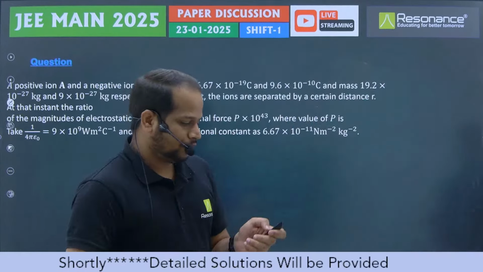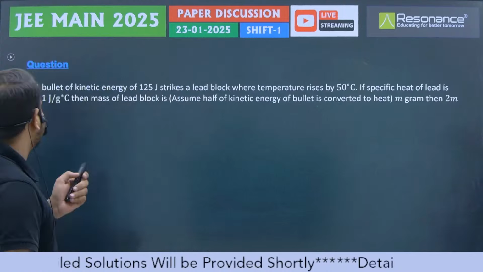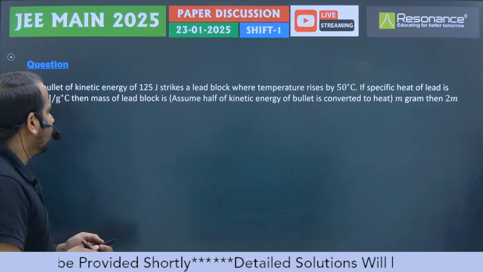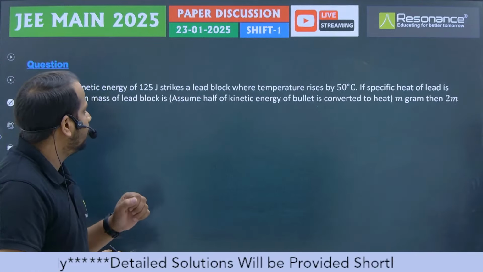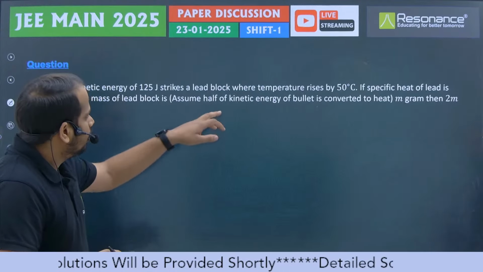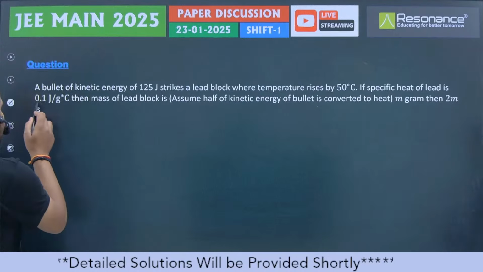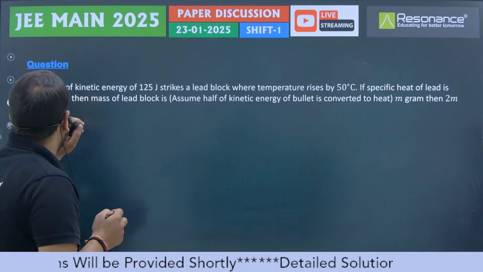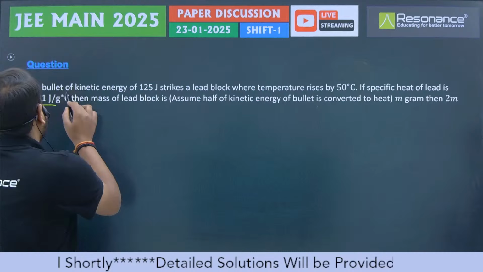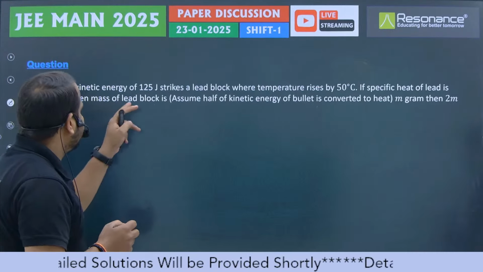Okay everyone, so let's see here. This one is the next problem we have. A bullet of kinetic energy 125 joule strikes a lead block, where the temperature rises by 50 degrees. If the specific heat of the lead is 0.1 joule per gram degree centigrade, then what is the mass of the lead?